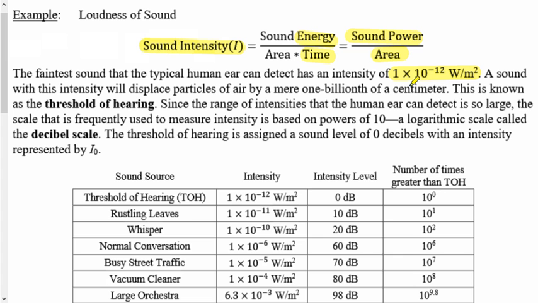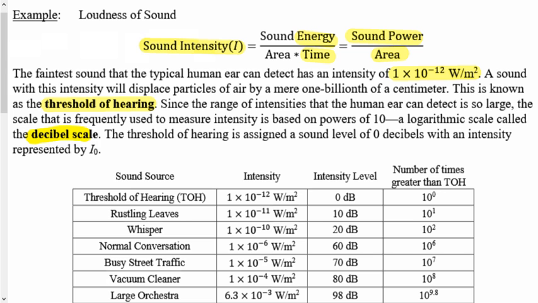Sound energy is pretty weak energy, but our ears, being super sensitive, can pick this up. We would say that that would be the threshold of hearing. So that will be our reference intensity for sound. And since the range of intensities that a human ear can detect is so large, the scale that's used is going to be a logarithmic scale with a base of 10. And we call this the decibel scale.